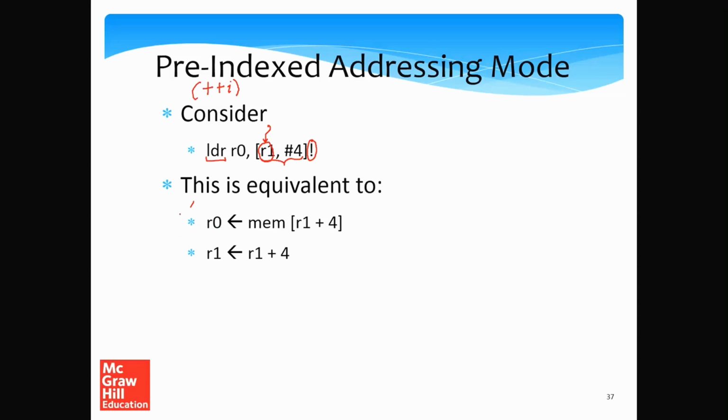If I were to write equivalent C code, this is what it would look like. Equivalent pseudo code: we access the memory at the augmented location of R1, which is R1 plus 4, and then we increment R1 to R1 plus 4. Now that we have seen the pre and post indexed addressing modes, which are very similar to i++ and ++i in C, it's time to see how we can use them.